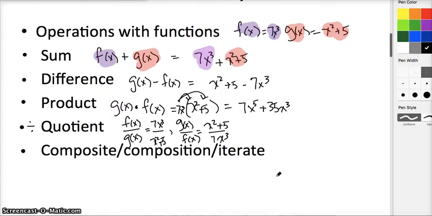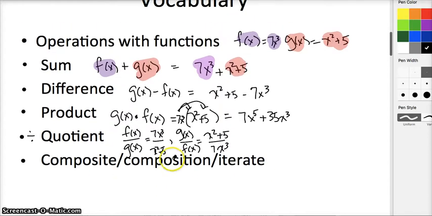And finally, composition, and iterate. Iterate is kind of like a composite. We'll talk about that a little bit closer to later. So what does composite function mean? So we've got these two functions, which are cute, and we've added them, subtracted them, multiplied them, and divided them. Now when we compose them, we do something like this. The notation for composition is f circle g of x, or we can compose them the other way, g circle f of x.